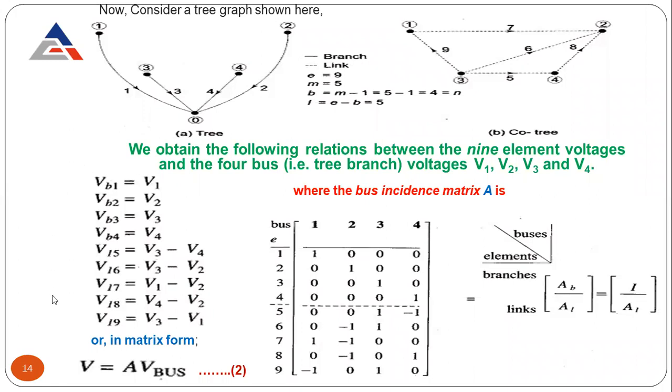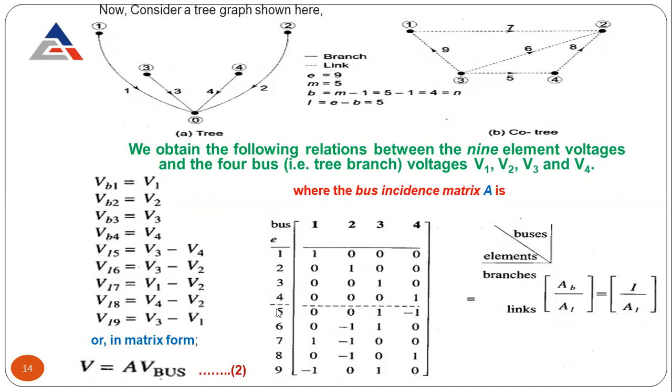Now you have to convert these equations into the matrix form. So there are 4 voltages V1, V2, V3 and V4 for the 4 buses, and there are a total of 9 elements. For branch 1, only V1 is present, 1 is present, the rest are 0. For branch 2, only V2 is present, the rest are 0. For branch 3, only V3 is present, the rest is 0. Similarly for branch 4. Now for the links, for link number 5, V3 is positive 1 and V4 is minus 1. The rest is 0.